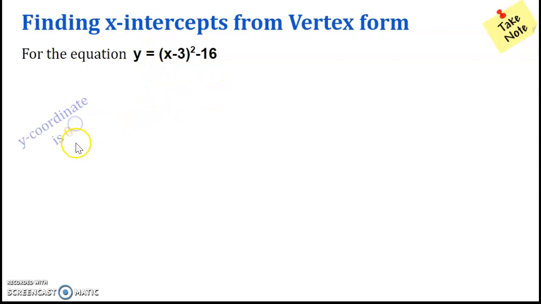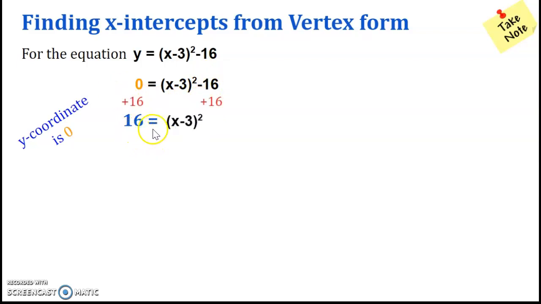Okay, so how do I find the x-intercept? I know that the y-coordinate of an x-intercept is always 0. So I use that fact and set y to be 0. And when I do, I have 0 is equal to x minus 3 all squared minus 16. Now I want to be left with x minus 3 all squared and take a square root of it. So I am going to move this to the other side by adding 16 to both sides. And you're left with 16 is equal to x minus 3 all squared.